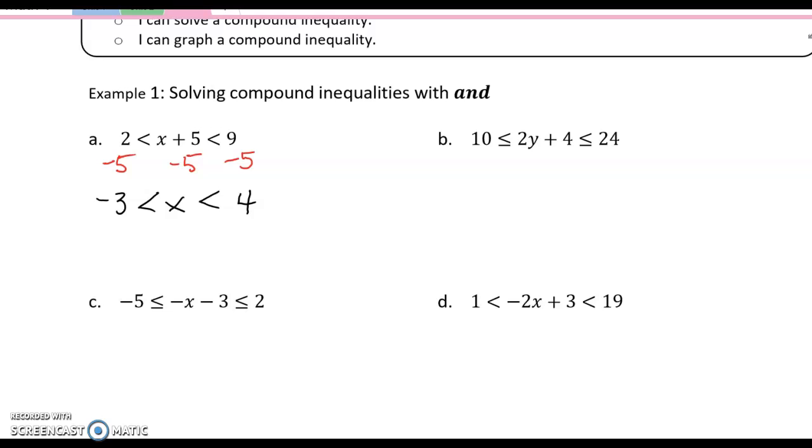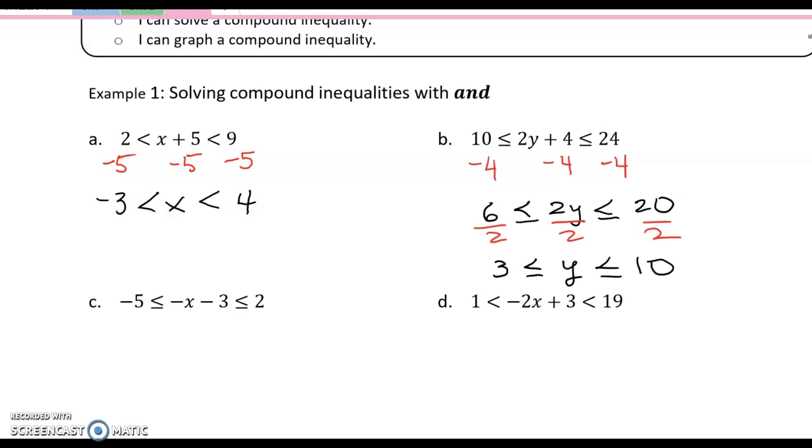Again, we know we're done when x is by itself. So there's our answer. Negative 3 is less than x is less than 4. Moving on to example B. Again, we want to get y by itself, so we need to undo operations. We're going to subtract 4 from all three parts and divide everything by 2. All right, so we got y by itself in the middle, and we have 3 is less than or equal to y is less than or equal to 10.